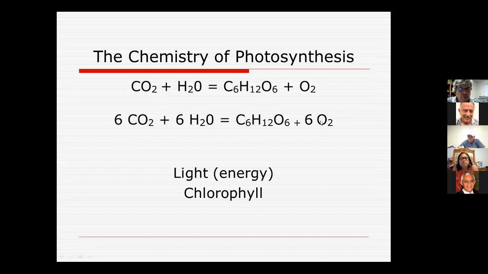Move it, and it moves that way. And the light is what binds them together. That gives you the chemical bonds, and that's what's storing the energy in that sugar molecule. Okay.